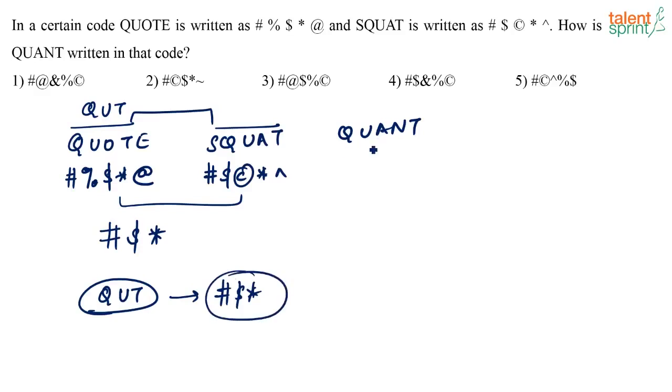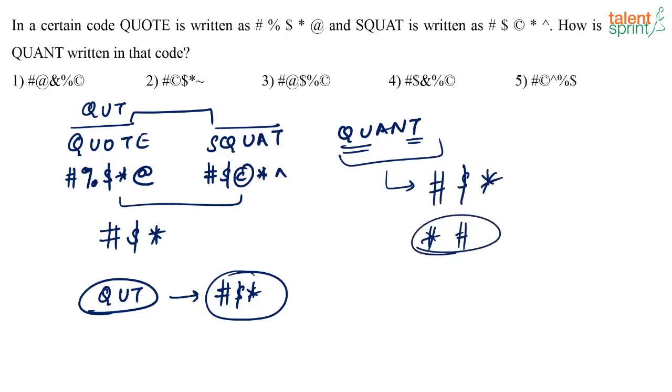Now, if you look at the word quant, you have the letters Q, U and T. So definitely in the code of this word, these symbols should be there. We don't know in which order, whether star should come first, hash should come first and so on. We only know that these 3 symbols have to be there because these 3 are the symbols for Q, U and T. Now, if you look at the options, there is only one option which has all these 3 symbols. Here you have hash, but you don't have star or dollar. Here you have hash, dollar and star. Here you don't have star. So your correct answer is going to be option 2. Only in option 2 you have all these 3 symbols coming together.